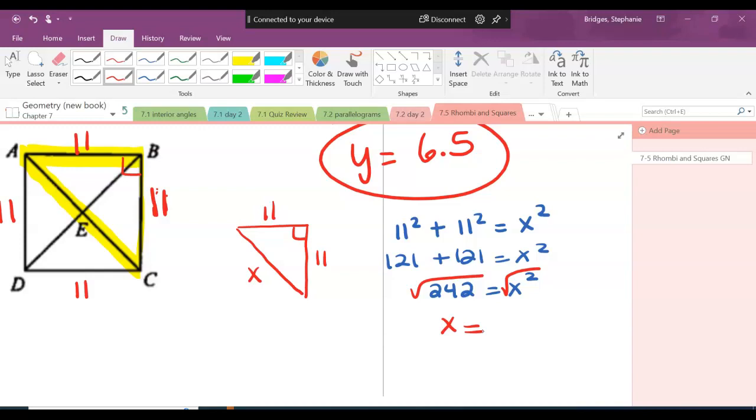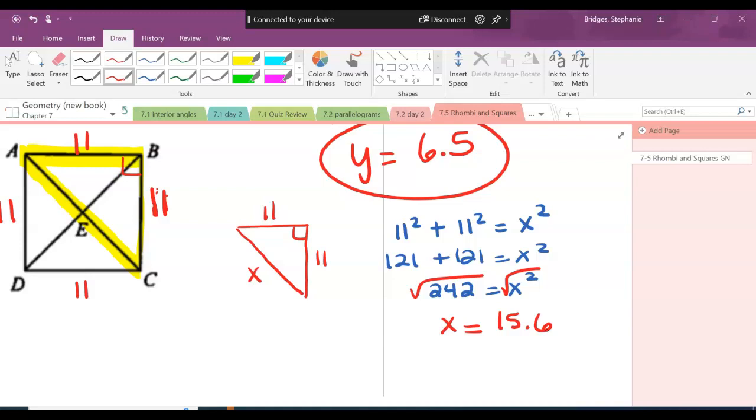What did we get? 15.6. Does everybody agree with that in the calculator? Did we all get that number? We need to make sure we know how to do square roots in this calculator. You hit second, you hit X squared, and then you enter your number.